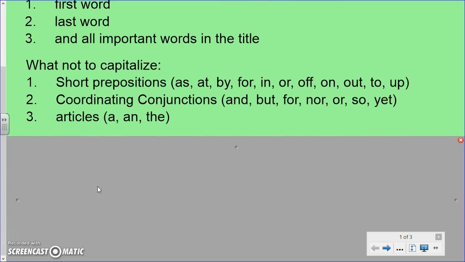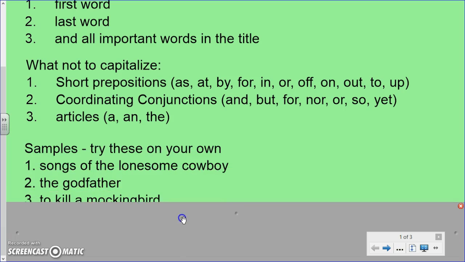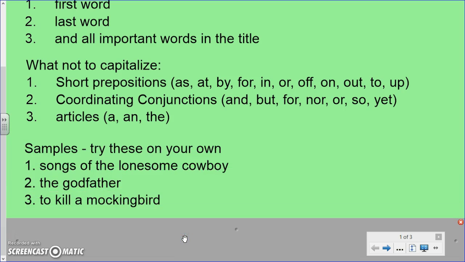Okay, now I'm going to show you a couple samples that are uncapitalized. There are 3 of them. I want you to write them down in your notes, and I want you to write them with the proper capitalization. I want you to pause this to do this, and then when you hit play, we're going to go over the answers together. So go ahead and hit pause now, and I'll be back with you in just a moment.